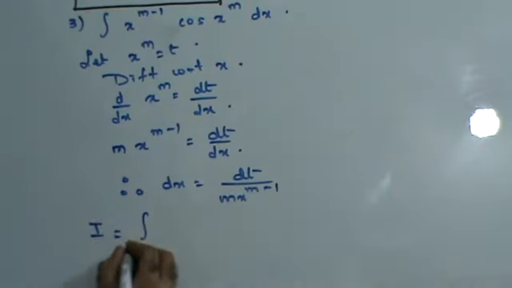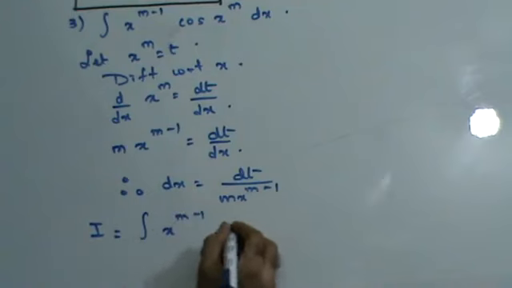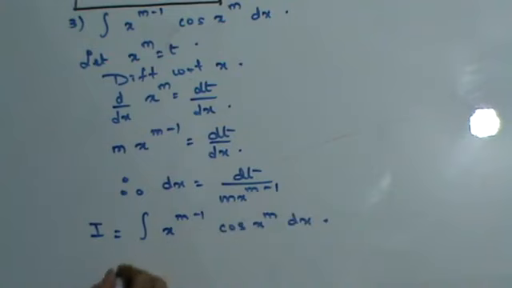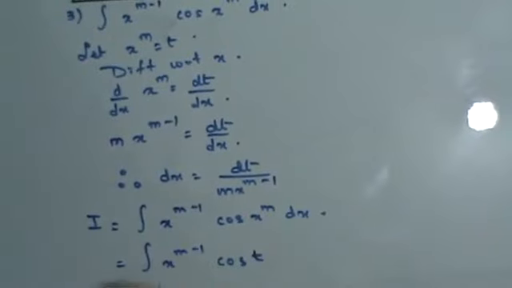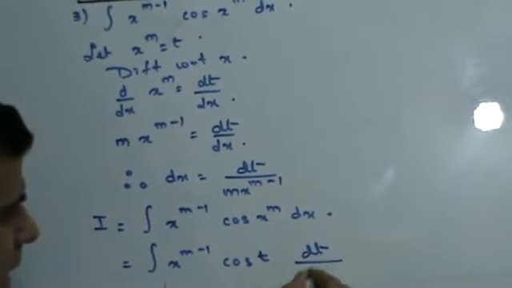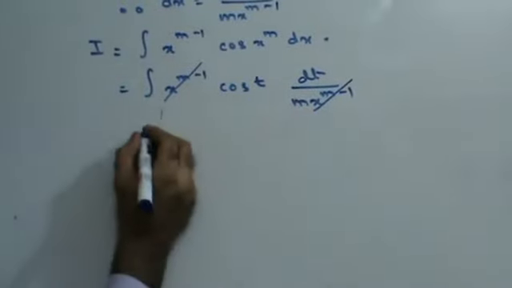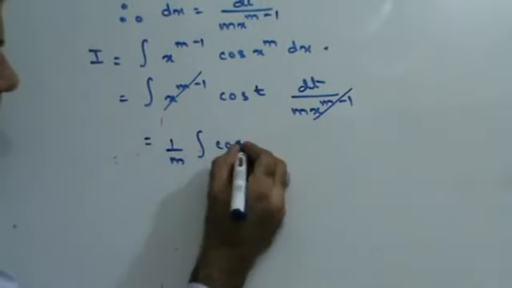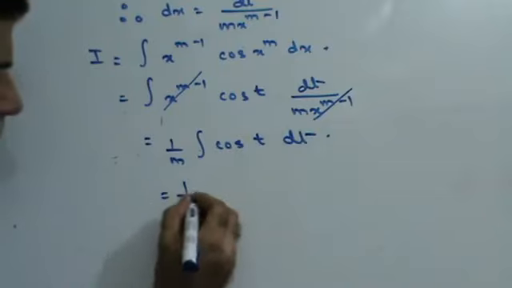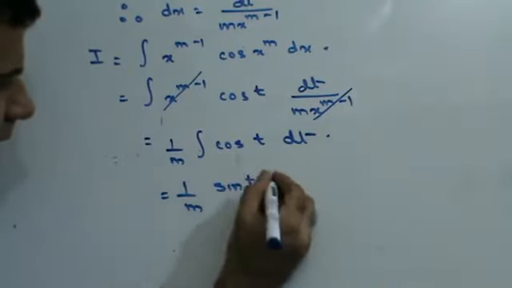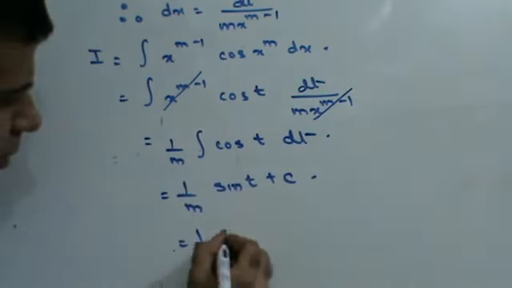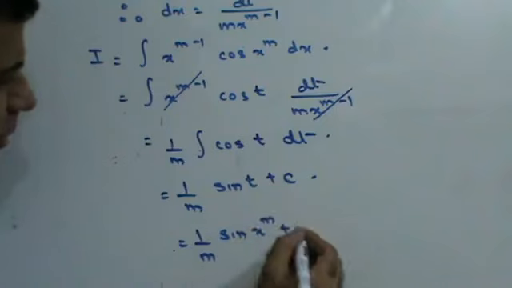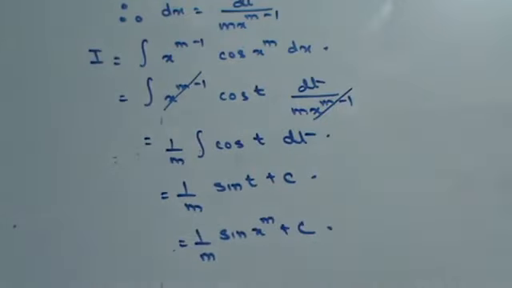Let's start with the sum. I is equal to integral of x raised to m minus 1 cos x raised to m dx. Integral of x raised to m minus 1 cos of x raised to m, we have assumed as t. dx is nothing but dt upon m x raised to m minus 1. x raised to m minus 1, x raised to m minus 1 cancels. So 1 upon m integral of cos t dt. 1 upon m, integral of cos t is nothing but sin t plus c. We substitute the value, so sin t is nothing but sin of x raised to m, plus c. Right? Let's move on to the next sum, guys.